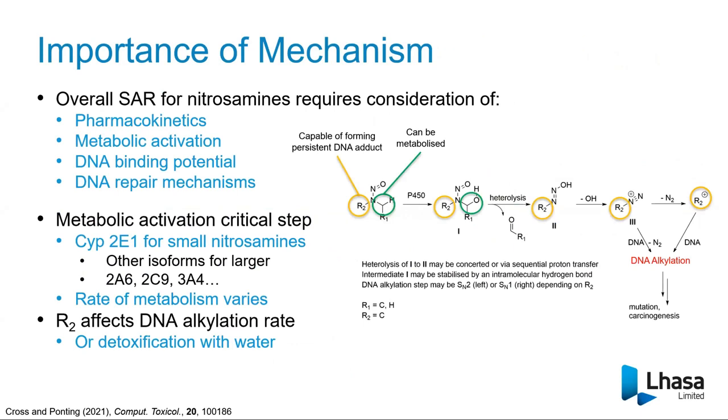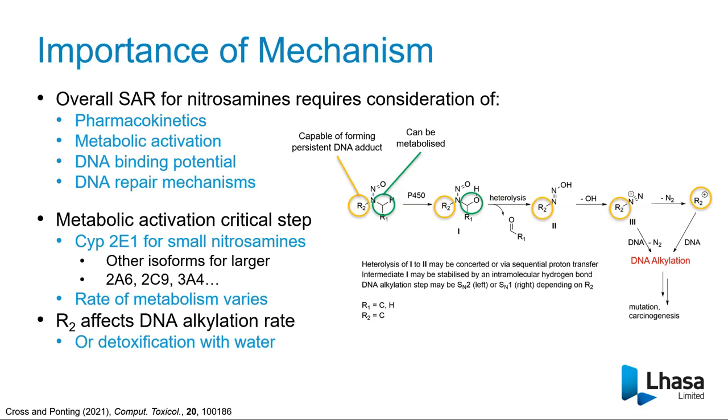And so for nitrosamines, the SAR ultimately comes down to the impact of the structural features on the stages of this mechanism. One side of the nitroso group must be able to be metabolized. The other side must be able to form persistent DNA adducts. And so within this, we need to consider pharmacokinetics, the metabolic potential, DNA binding potential, DNA repair mechanisms.